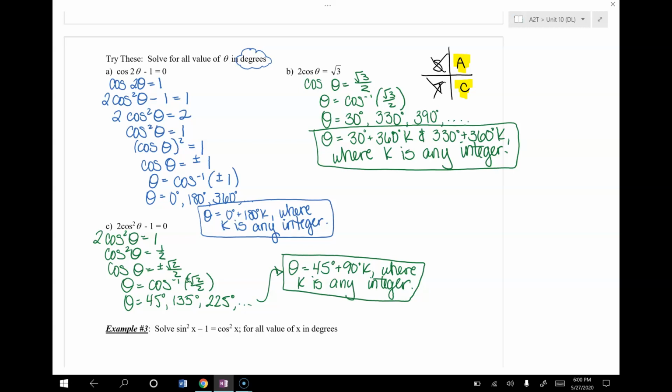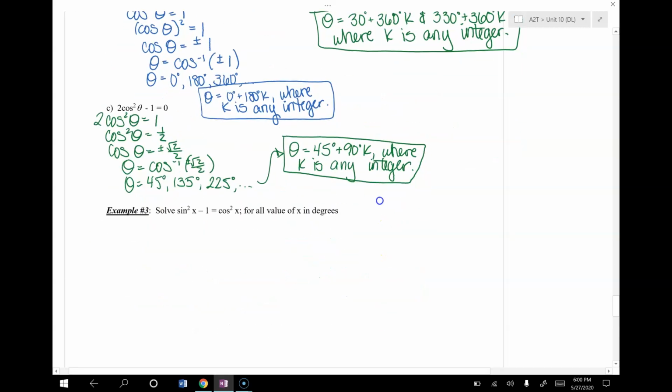You are more than welcome to do 45 plus 360k, and 135 plus 360k, and 225 plus 360k. It doesn't matter if you want to do individual sentences across the board or if you want to combine them into one sentence if there's a consistent distance between the answers. Okay, so now you have that option. Mrs. Dahl and I on our answer keys usually will write it as one if we can, but that doesn't mean that you can't write them out as individual sentences.